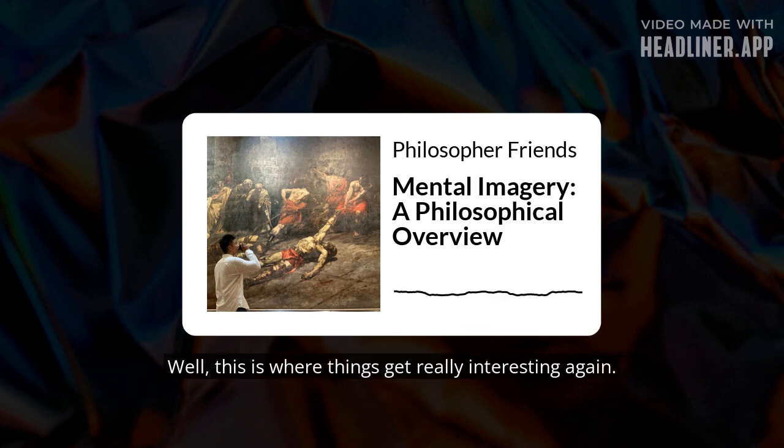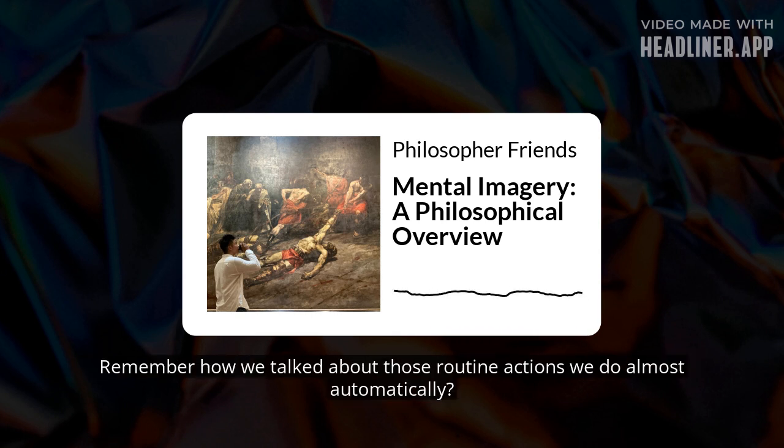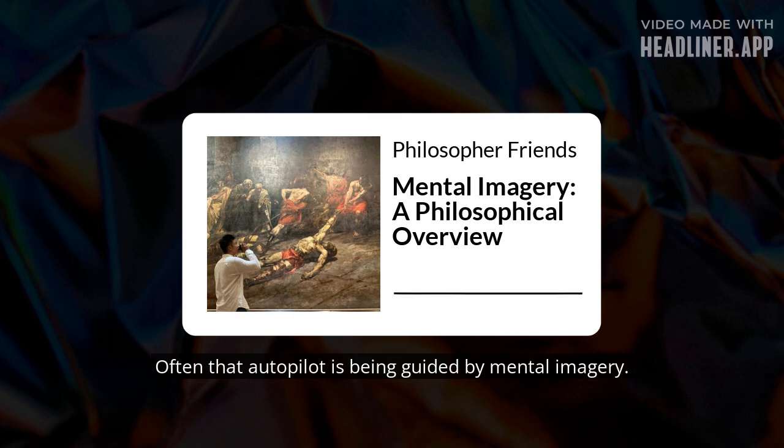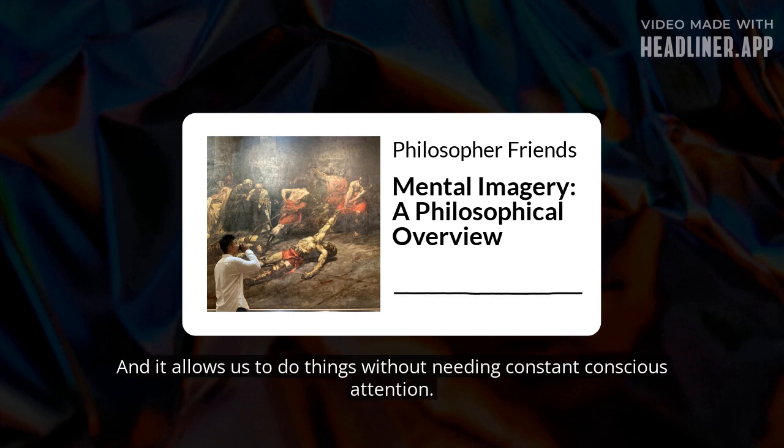Well, this is where things get really interesting again. Remember how we talked about those routine actions we do almost automatically, like making coffee, brushing our teeth? Often that autopilot is being guided by mental imagery. It's called pragmatic mental imagery, and it allows us to do things without needing constant conscious attention.